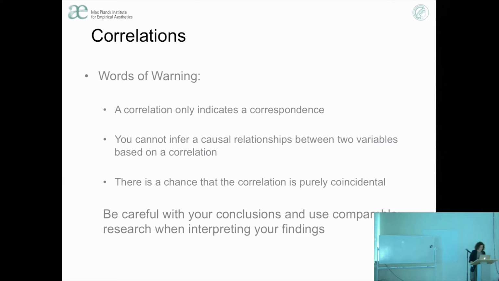Words of warning though. A correlation only indicates a correspondence between two variables. It does not, however, tell anything about the nature of the relationship between these variables. So you cannot infer a causal relationship between variables based on a correlation. Like in the examples, the number of hours that you revised did not cause the better results. It is likely, of course, that it might have an effect. You just cannot conclude it based on a correlation. There might have been other variables in your data set or outside of your experiment that have influenced the exam results. So correlations only tell you whether or not the two variables correspond to each other, yes or no.